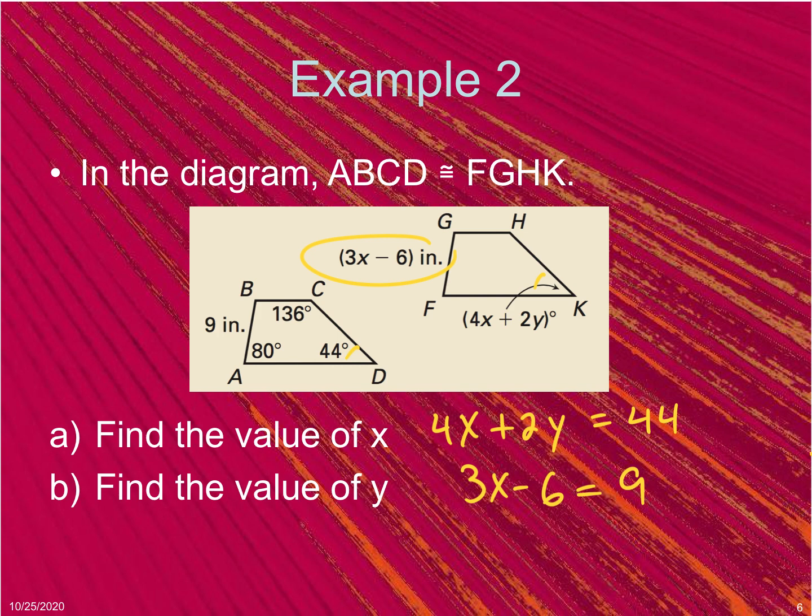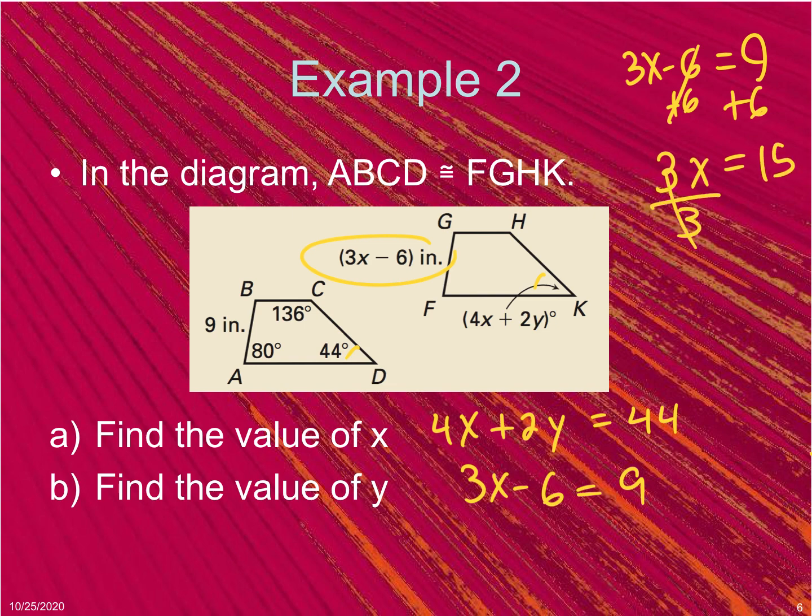Now I'm going to just rewrite the equation up here in order to solve it a little more comfortably. So we're going to add the 6 on both sides. We're going to get 3x is equal to 15. Divide both sides by 3. And we get that x is equal to 5. Okay, I'm going to erase the equation down here.